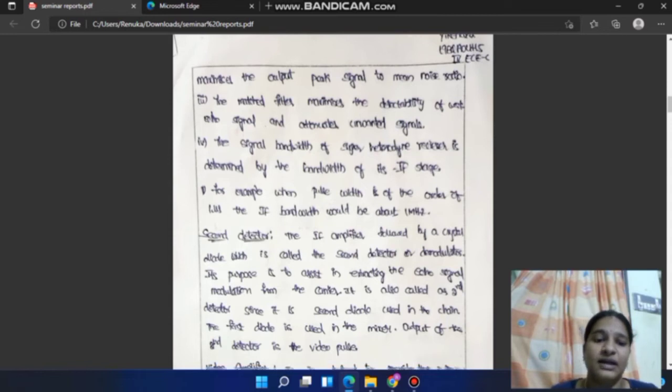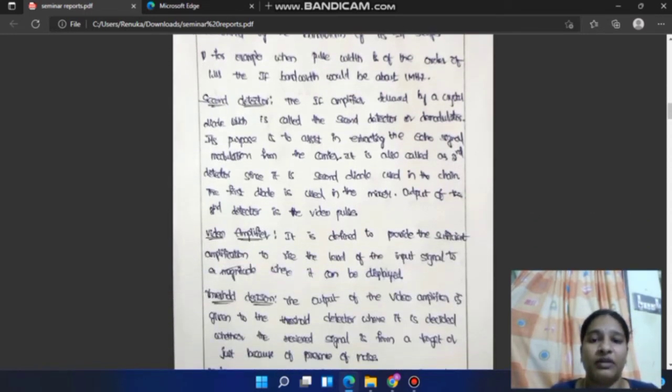the IF bandwidth would be 1 MHz. Second detector. The IF amplifier followed by a crystal diode is called the second detector or demodulator. Its purpose is to assist in extracting the echo signal modulation from the carrier. It is called the second detector since it is the second diode used in the chain. The first diode is used in the mixer. The output of the second detector is the video pulse.